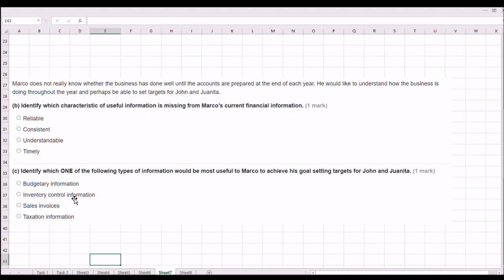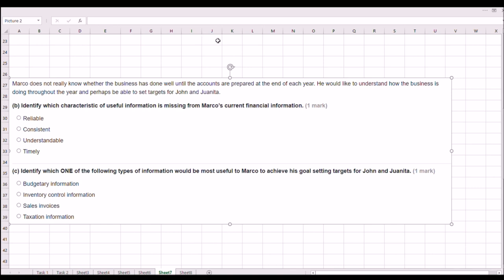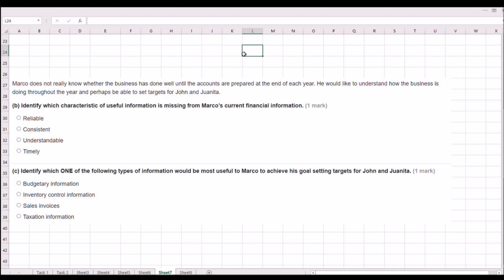Marco does not really know whether the business has done well until the accounts are prepared at the end of each year. Well, that's not great. He would like to understand how the business is doing throughout the year and perhaps be able to set targets for John and Juanita. Identify useful characteristics of useful information that's missing from Marco's current system.